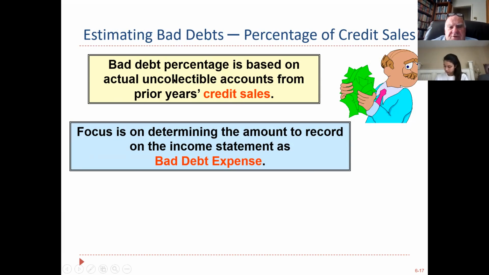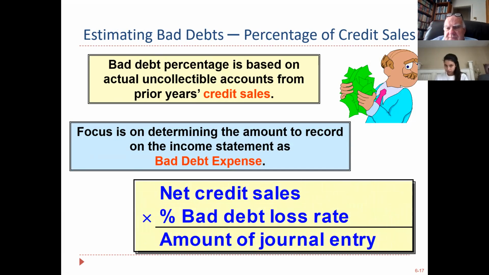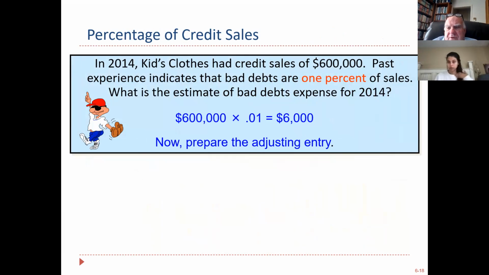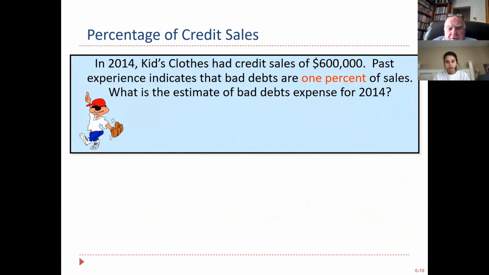We're going to start with the credit sales method, where we're going to just look at one thing, Kaylee. We're just going to look at this month's sales. And we're going to multiply it by a percentage. And that's the bad debt expense. It's not so hard. So Kids Clothes had credit sales of 600,000. Past experience indicates that bad debts are 1% of sales. What's the estimate of bad debt expense? Well, here it is, 600,000 times 1%. Now you're ready to write the journal entry.